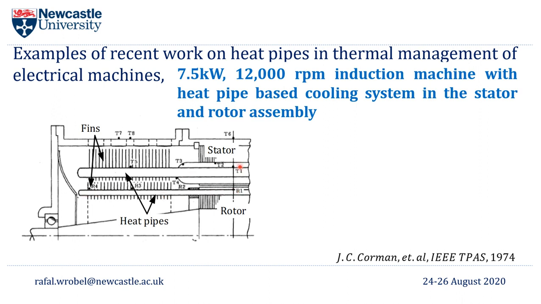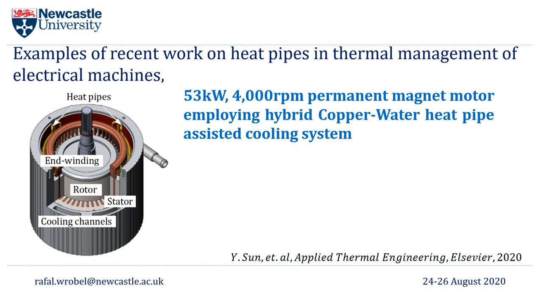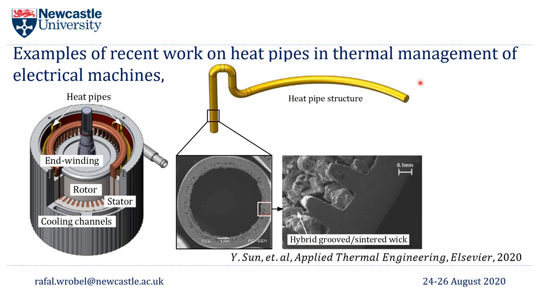We have a rotor heat pipe, a stator heat pipe, and fins on each of those, and the motion of the rotor introduces air motion among the fins, which leads to enhanced heat removal from such a construction. The following examples are the most recent ones. Here's 2020: a permanent magnet machine, 53 kilowatts, 4,000 RPM, where heat pipes are introduced in the end region of the winding. The next slide will illustrate that in more detail.